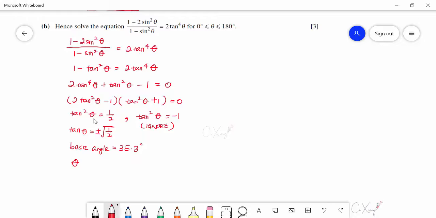To find the answer for theta from 0 to 180 degrees, that means the first two quadrants. Because we are having tangent, and we want to consider both tangent positive and negative, therefore we need to consider both the first and second quadrant. So the answer for the first quadrant will be equal to the basic angle, which is 35.3. The answer for the second quadrant will be 180 minus the basic angle, which is 144.7. So this is actually our answer from the first and also the second quadrant.